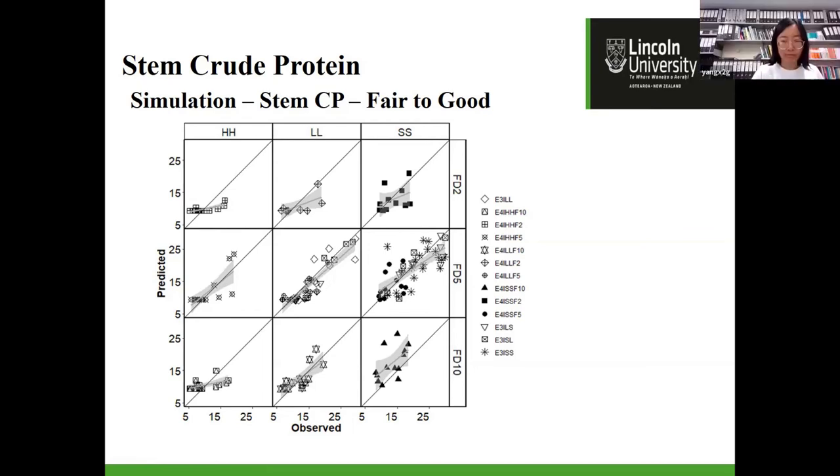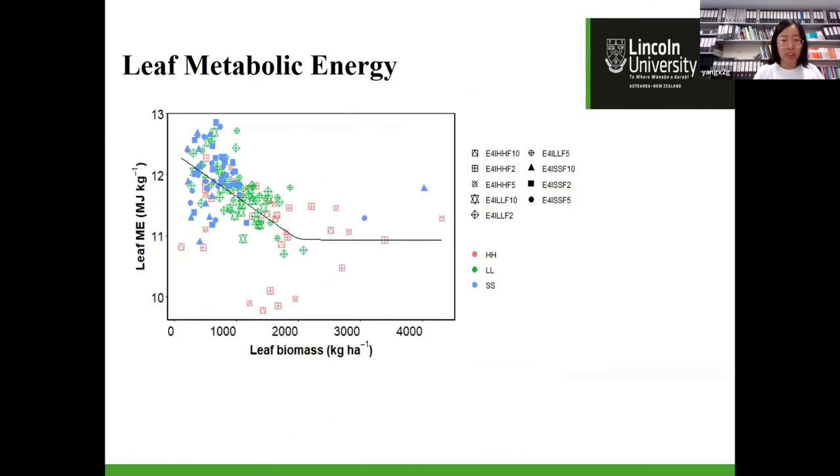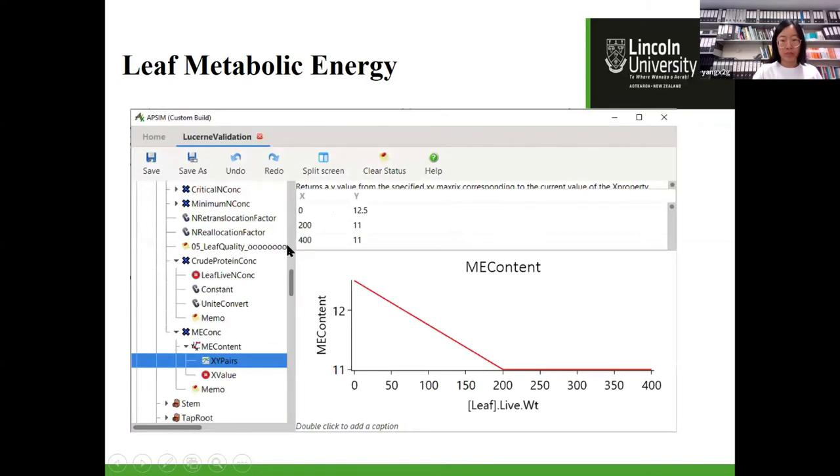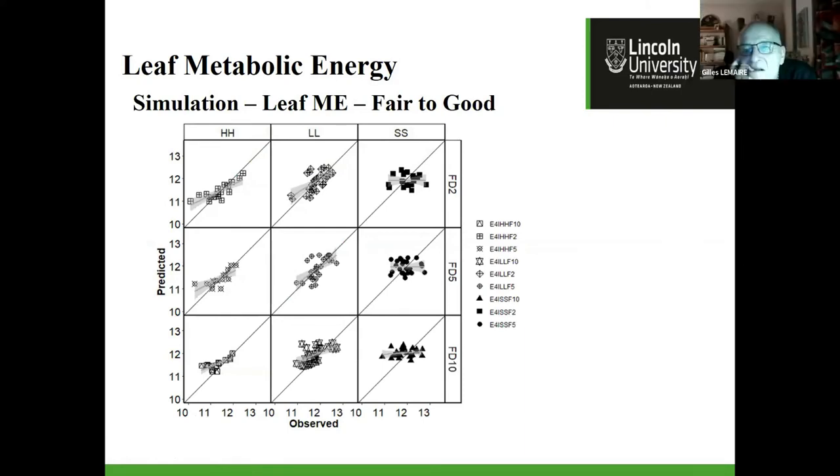Yep. Cool. So we'll move on to leaf metabolic energy. Leaf ME is changing over leaf biomass, from probably 12.5 to 11, so the range is quite small. If we implement that into the model, this is what it looks like. And if we predict what it looks like for all the treatments, so 84 days and 42 and 28 days cutting, FD 2, 5, and 10 give a fair to good agreement.